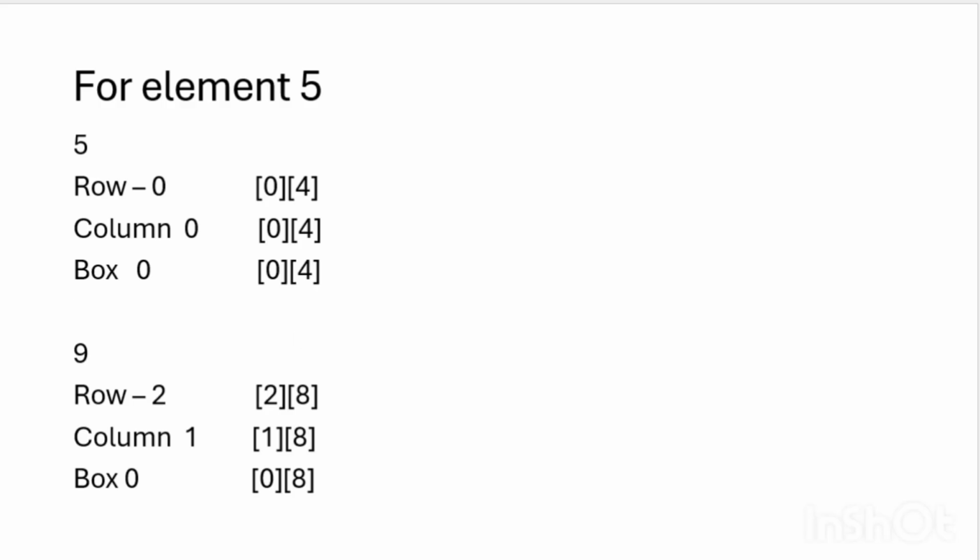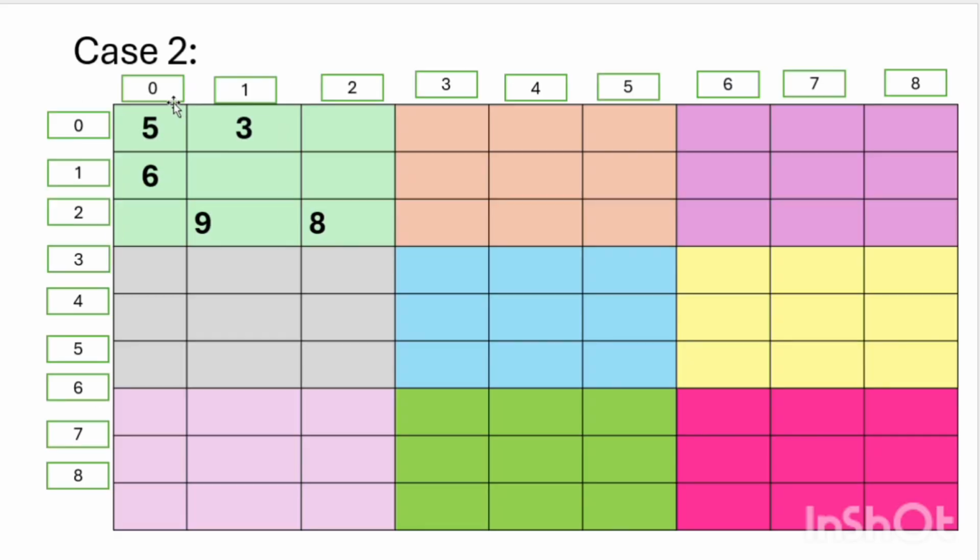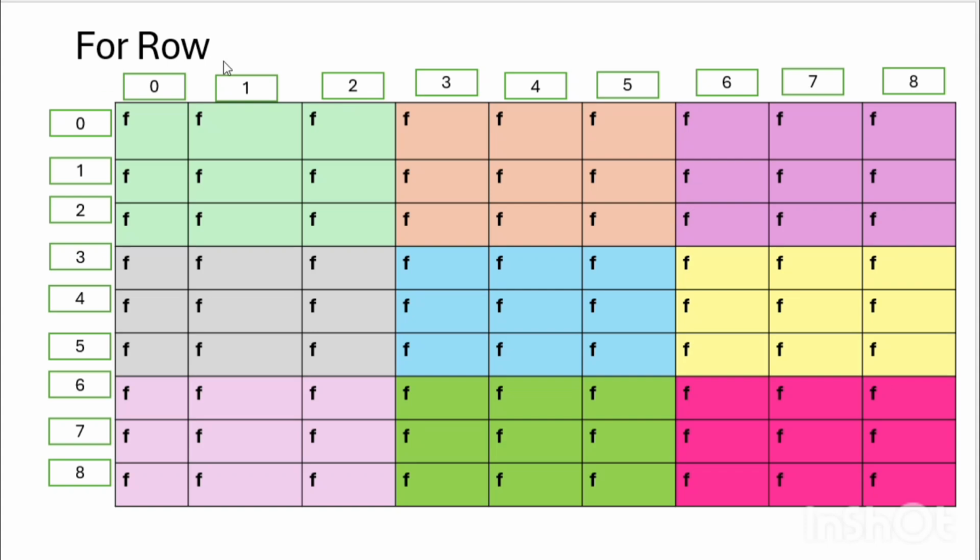Okay, now we can fill it for all the elements, like 5 3 6 9 8. For all the elements we need to track row wise, column wise, and box wise. So we are going to create a 9 cross 9 for row, for column, and this is for box. I have represented with flag F, which means false.